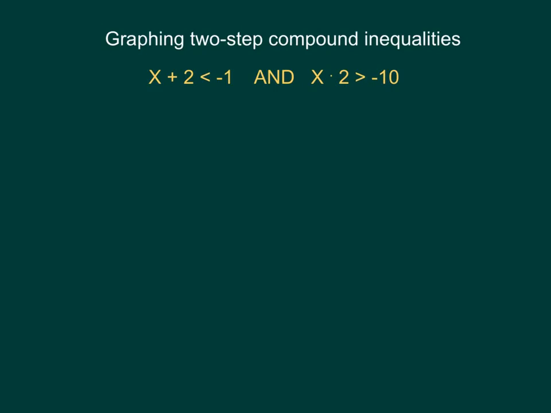First, we're going to try and get the x by itself on one side. In order to do this for the left-hand side, we're just going to subtract 2 from each side. And we'll end up with x is less than negative 3. We keep the "and" and we do the right-hand side.